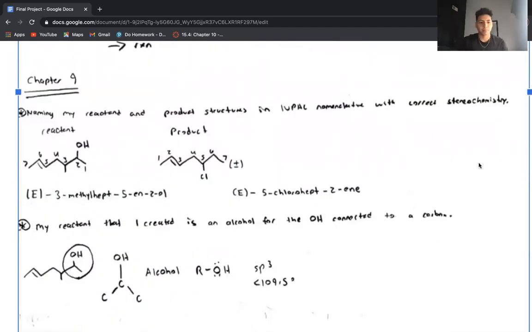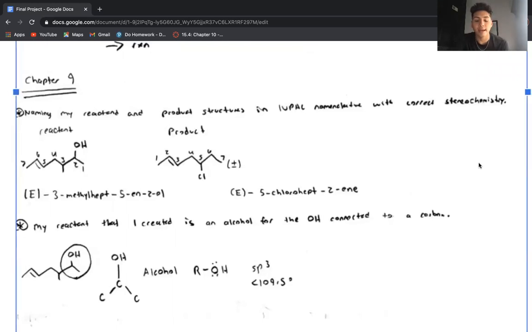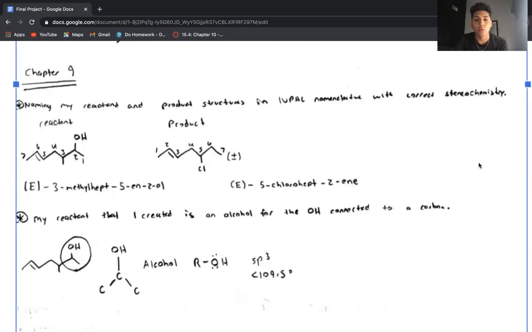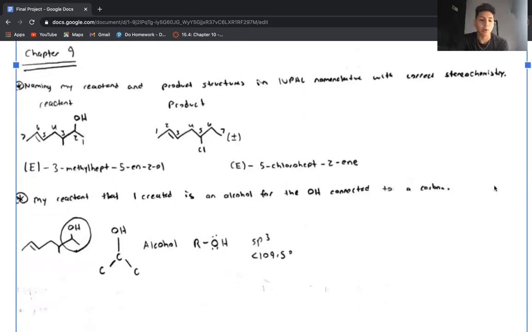Chapter 9. Naming my reactant and product structures in IUPAC nomenclature with correct stereochemistry. I will be using my reactant and I will be using my product. For my reactant, it is called E-3-methylhept-5-en-2-ol. We do have one substituent on the third carbon.